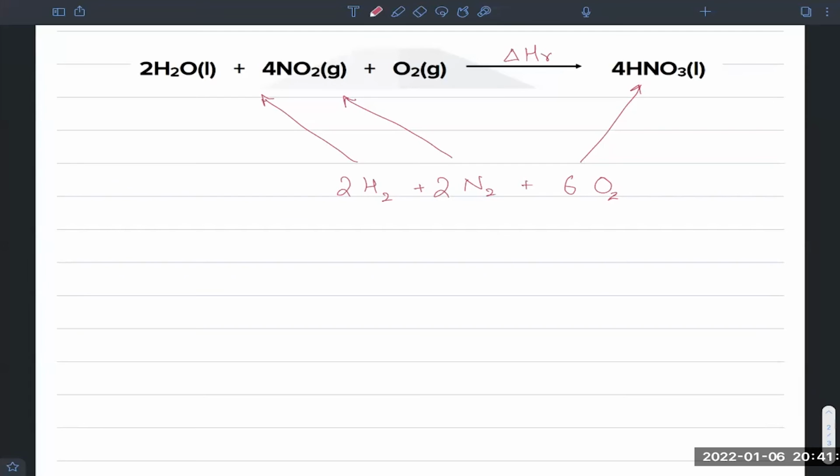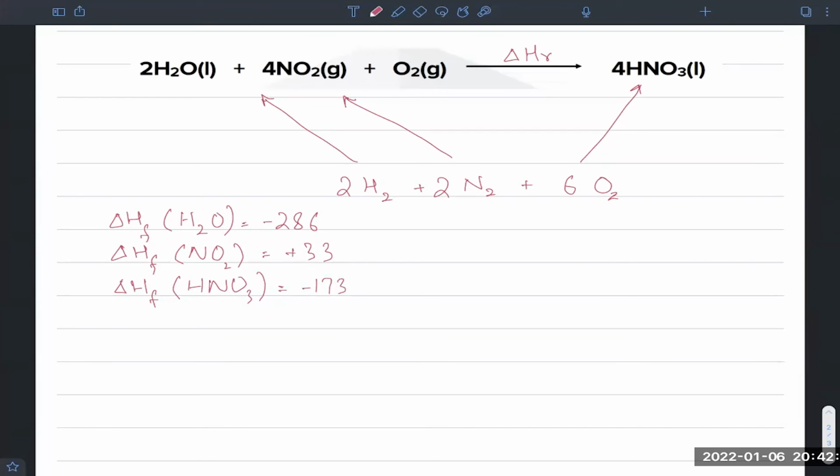All right, now I need to figure out the delta H formation of water. This is given to me, so I can just Google it. The delta H formation of water is minus 286, all values in kilojoules per mole. The delta H formation of nitrogen dioxide is plus 33. And delta H formation of nitric acid is minus 173.